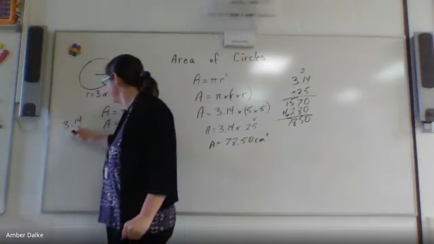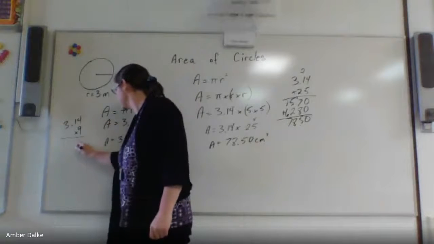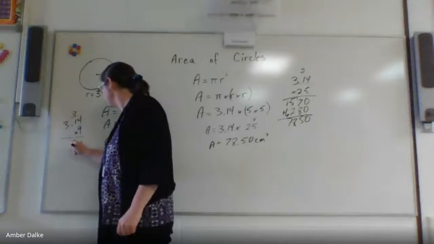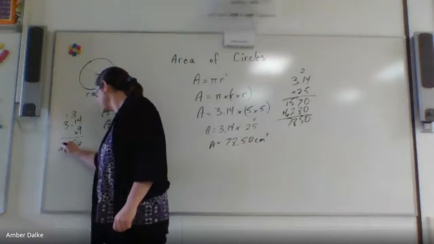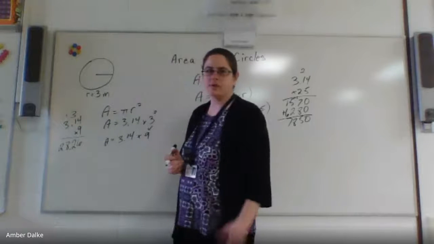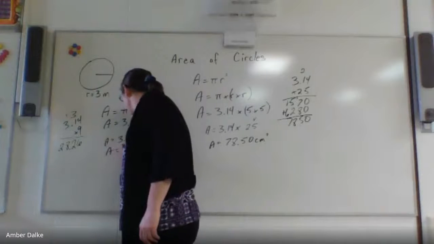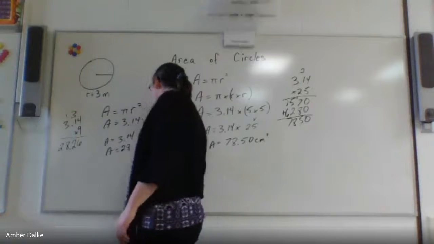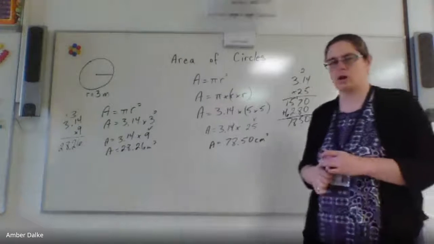3.14 times 9, probably blocking this. All right, 4 times 9 is 36. Write the 6, carry the 3. 9 times 1 is 9, plus 3 is 12. Carry the 1. 9 times 3 is 27, plus 1 is 28. And we got 2 decimal points, so 2 decimal points. And I was right with my estimate. My estimate was 27. So this is pretty much bang on. Area is 28.26 meters squared. That's 28 and 26 hundredths of a square meter.